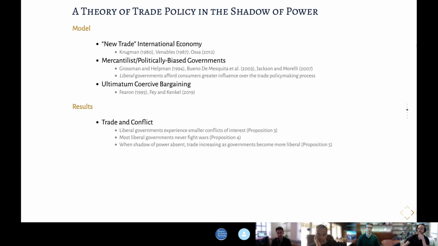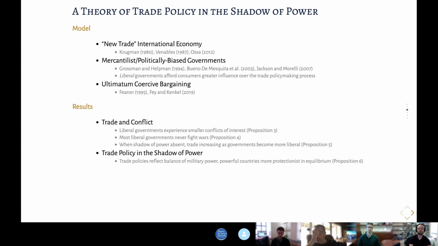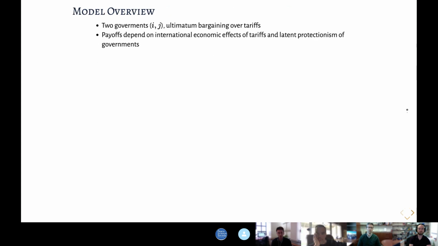And in this world where the shadow of power is basically off the table, trade is going to be increasing as I make the governments more and more liberal. Now, when they get sufficiently mercantilist, power is going to be back on the table. And powerful countries are going to be able to use their military power to resist demands for liberalization from abroad. And this means that powerful countries are going to be more protectionist in equilibrium. And we're going to see that trade and peace are going to be correlated in equilibrium, but there's no sense in which trade is causing peace. What's doing the work is this variation in the level of mercantilism of the governments, which is causing trade and war propensity simultaneously.